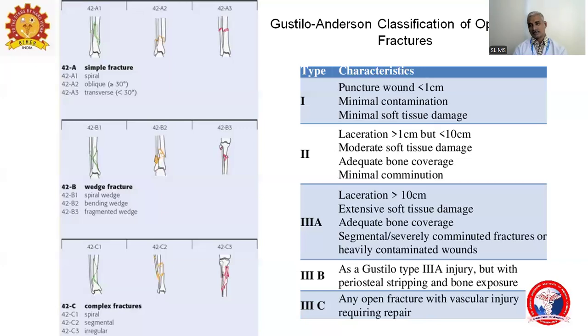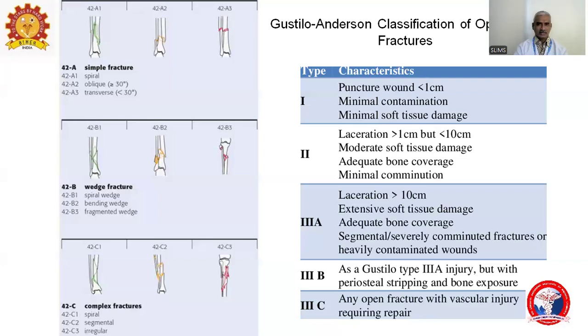So type 1, type 2, type 3. Type 1 is a wound less than 1 centimeter, the contamination is minimum, and soft tissue damage is also minimum. Here the periosteum is not torn that much. Type 2 means a laceration less than 10 centimeters, moderate soft tissue damage, adequate bone cover, and minimal contamination. Type 3 is divided into 3A, 3B, and 3C. 3A is laceration more than 10 centimeters, excessive soft tissue damage, and heavy contamination. If periosteal stripping is also excessive, then we call it 3B. All vascular injuries are given type 3C.